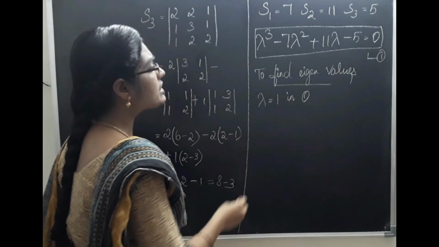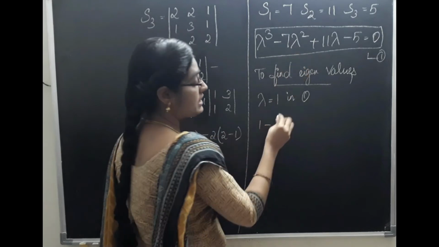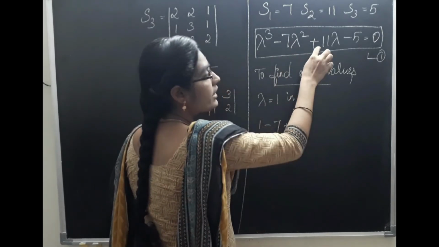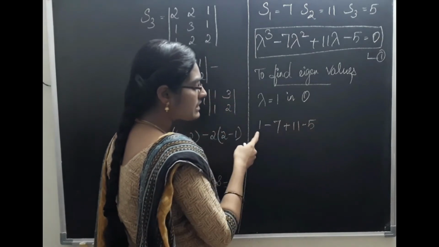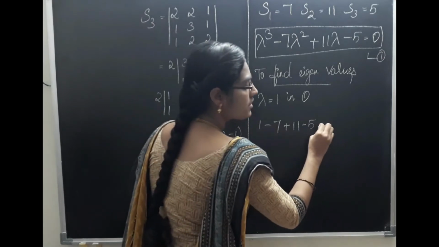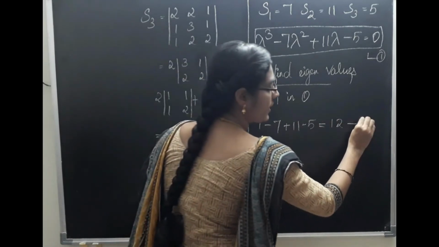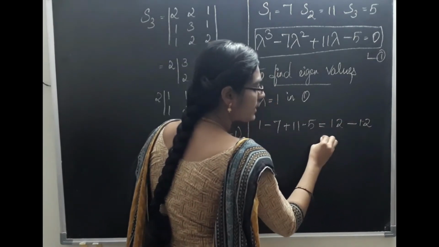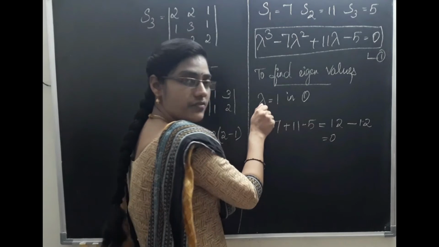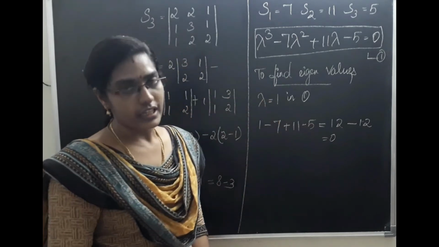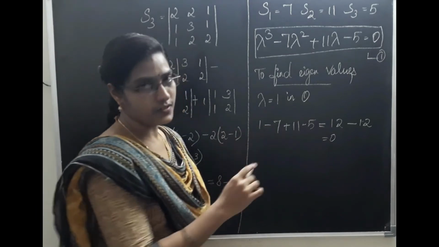Once we have substituted it, we will get 1 cube is 1, minus 7 into 1 is 7, plus 11 into 1 is 11, minus 5. So add all these things: 1 plus 11 is 12, minus 7 minus 5 is minus 12. So 12 minus 12 is 0. Since we get the equation equal to 0 for the first value itself, this is the root of the equation. If not, you need to proceed until you get this equation equal to 0.